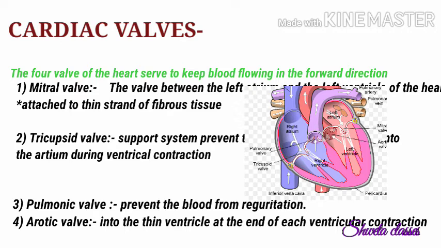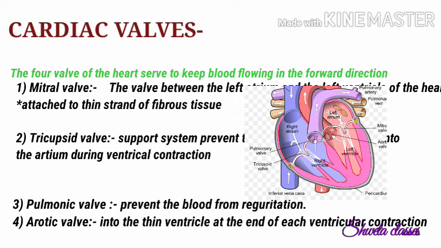Now we talk about the tricuspid valve of the heart. The tricuspid valve is one of the two main valves on the right side of your heart. The tricuspid valve support system prevents the eversion of the leaflet into the atrium during ventricular contraction. The pulmonary valve helps to prevent the blood from regurgitation. Now we talk about the third valve of the heart, that is the pulmonary valve. It refers to the semilunar valve of the heart that lies between the right ventricle and the pulmonary artery.